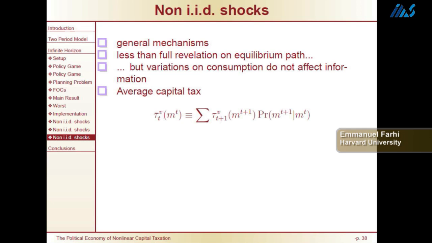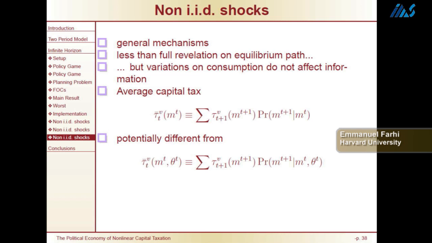And so in that case, it might be the case that you don't want agents to perfectly separate, to perfectly reveal all their information in equilibrium. So then we cannot use direct mechanisms, we have to treat general mechanisms. So there's going to be a mechanism with some messages, and I can still define an implicit capital tax rate, and I can still define an average capital tax rate for agents, which is, after a given history of reports, the average capital tax rate that they're going to be facing depending on their report tomorrow. But note that this is potentially different from the average capital tax rate that's perceived by the agent. This is the average capital tax rate as perceived by the principal, but he has less information than the agent. The agent might know more.